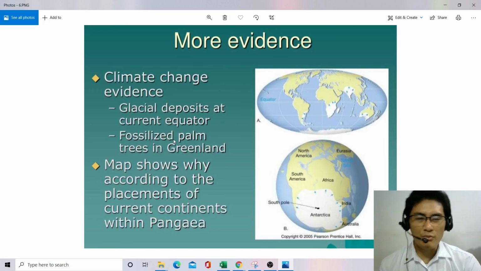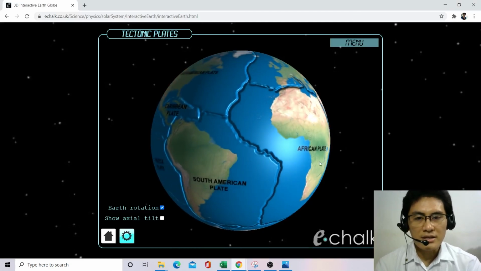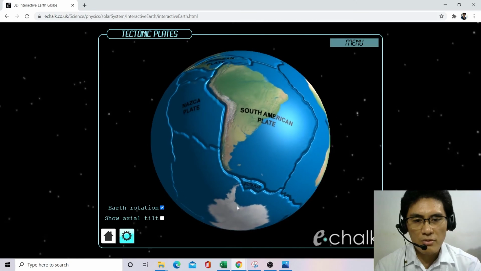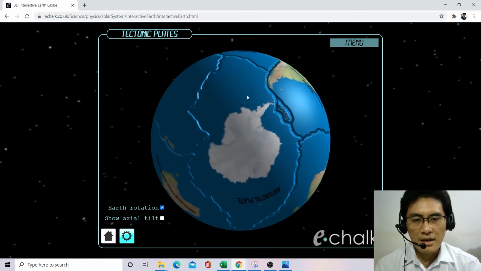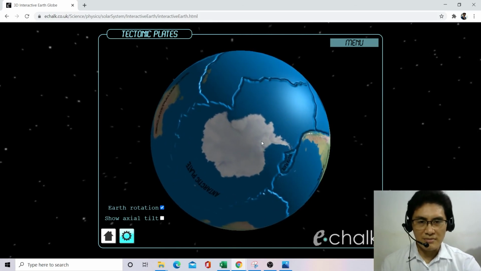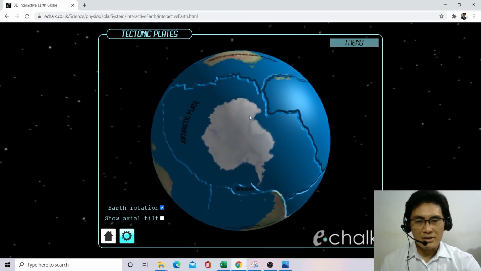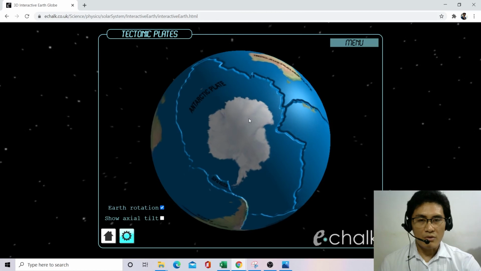How about the fourth one? The fourth one is we see different evidences related to climate, and one of them is the coal deposits in Antarctica. If you look at Antarctica, I can actually pull up this one here, you can see that Antarctica is in the South Pole, right? And the reason why it looks white is because it has a lot of glaciers because of the cold temperature. You see, the South Pole is not illuminated by the sun all the time.